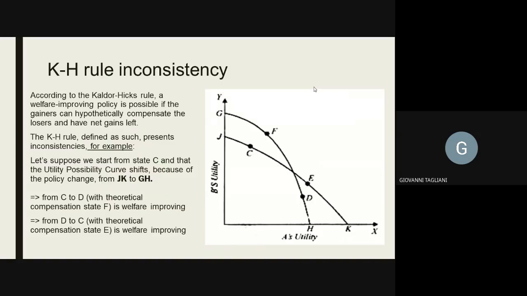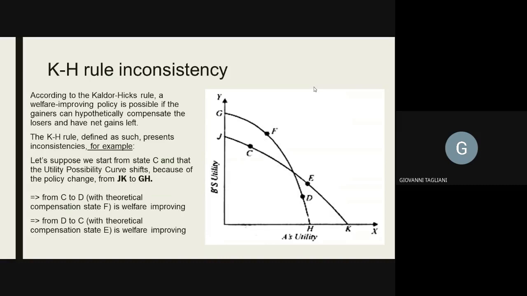Basically, as we have said, the Kaldor-Hicks rule states that a policy is welfare improving if the gainers can hypothetically compensate the losers and still have some gains left. However, this rule that seems quite ingenious actually has some inconsistencies. For example, there might be policies which actually shift the utility possibility curve. For example, in the picture we see the utility possibility curve shift from JK to GH.